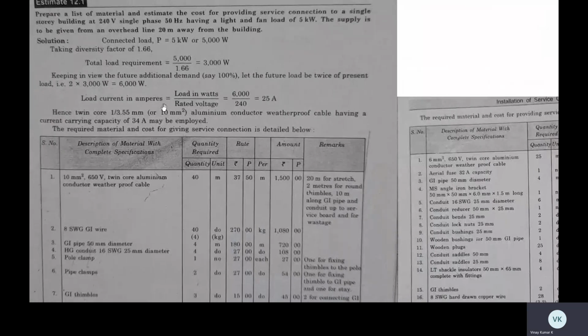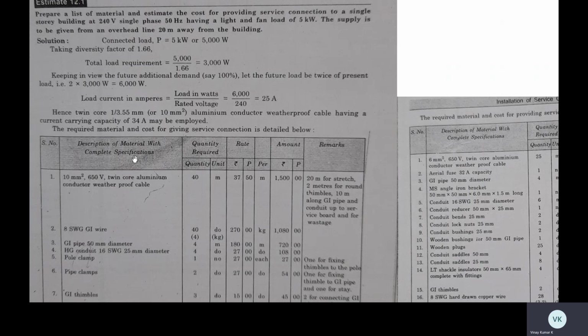One more problem here. Prepare a list of materials and estimate the cost of providing the service mains. We have to estimate the different materials required for 240 volts, single phase, 50 hertz supply and a light and fan load of 5 kilowatt. The supply will be given at 120 meter.